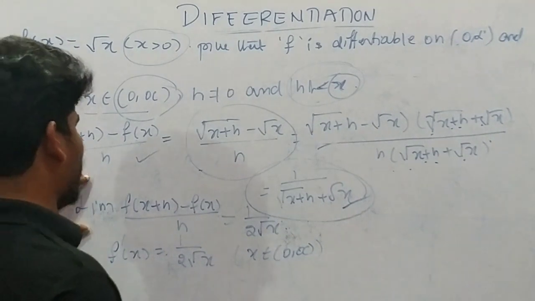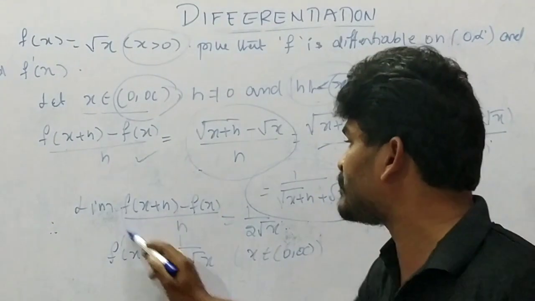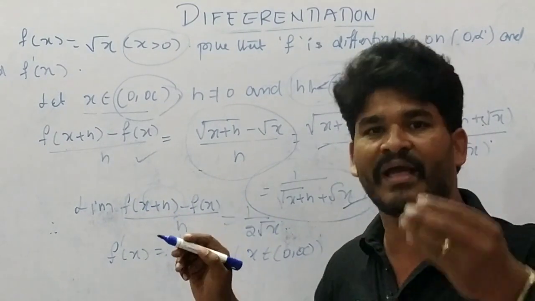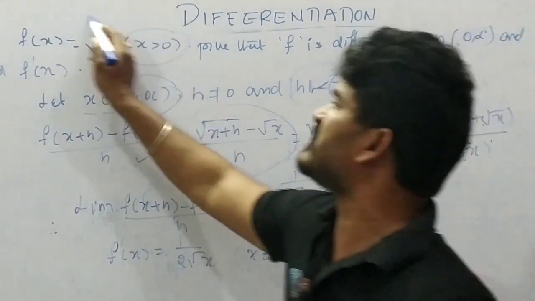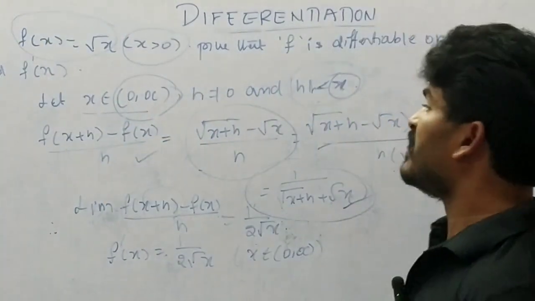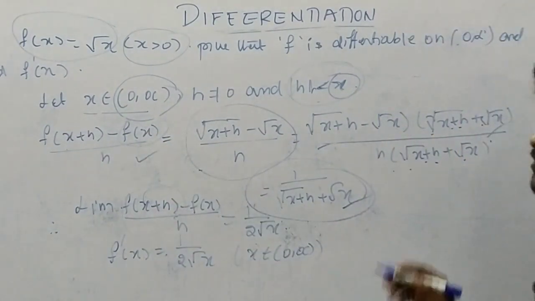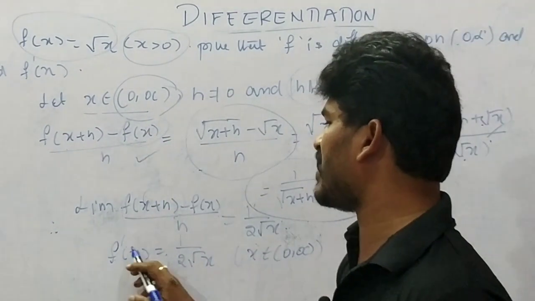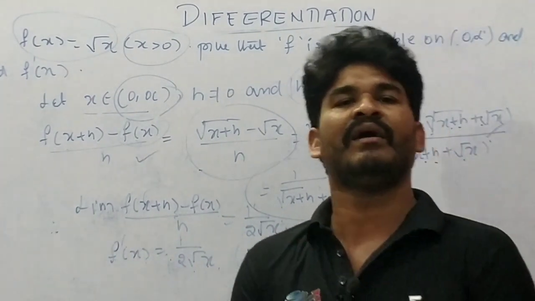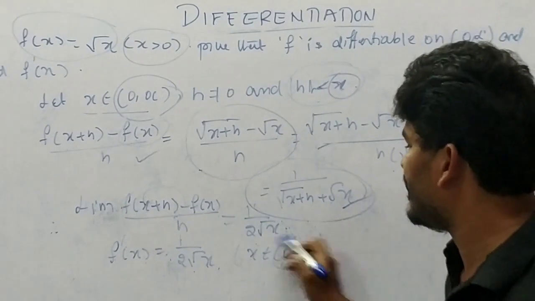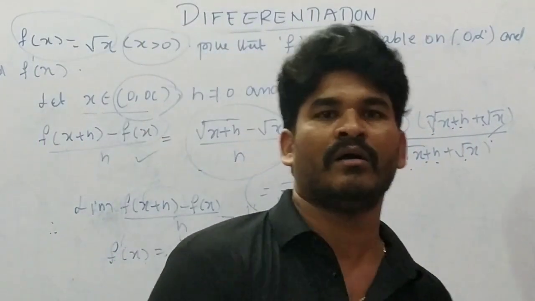In the same way, we apply the limit as h tends to 0 of f of x plus h minus f of x divided by h, which equals 1 by 2 root x. We are going to prove this where f of x equals root x. Here f of x is nothing but root x, so in the same way we apply it. Therefore f dash of x equals 1 by 2 root x, where x belongs to (0, infinity), where x is from 0 up to infinity. So this is the one small example.